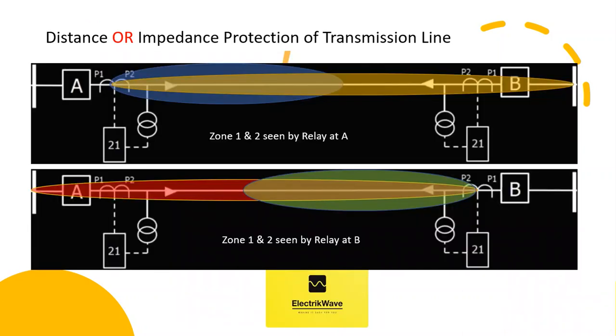Here distance relay is introduced at both end of line. Zone 1 and 2 coverage is shown for both end. Zone 1 covers 80% zone, while Zone 2 covers 120% zone. There is no communication between relays.